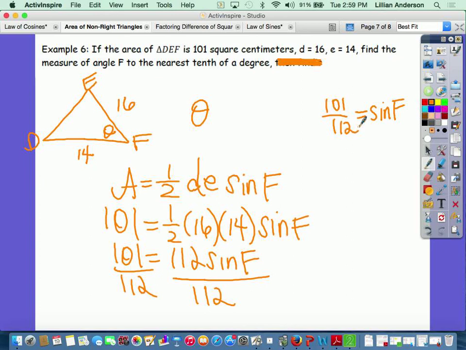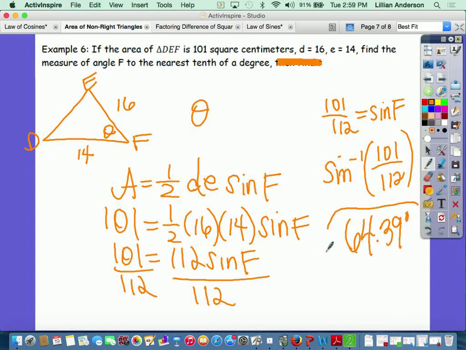And again, to find an angle, I have to do the what? The inverse of sine. Making sure I'm in degree mode, I get an angle of 64.39. And that is angle F. So do you see how you use the area formula to work backwards to find angles? You could also do the same thing if they wanted you to find one of the sides. You could do it that way too.